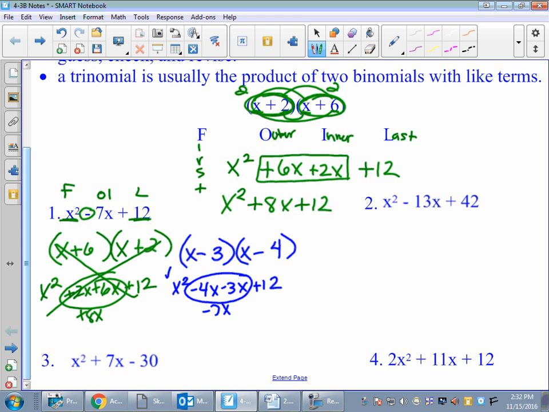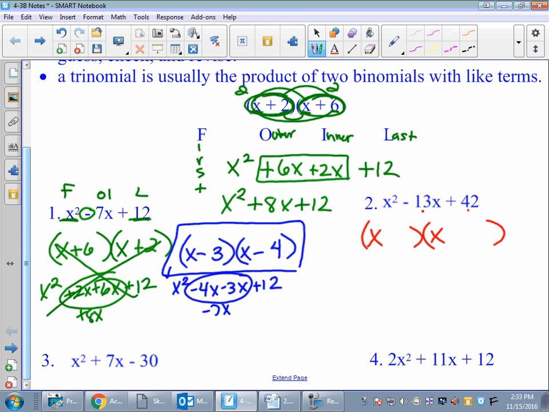So the solution, the factored form of that trinomial, is x minus 3 times x minus 4. The second problem, little guess, check, and revise. I need to come up with some numbers. So again, x squared, it's pretty easy, x and x. 42 is a little bit more difficult because there's a lot of numbers that make 42. So I'm not just going to think of 42, I'm also going to keep in mind negative 13.